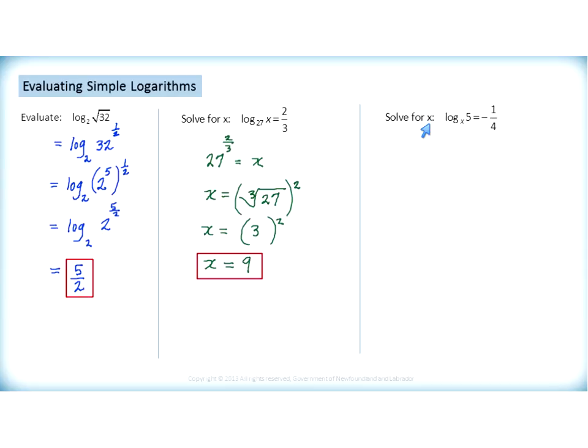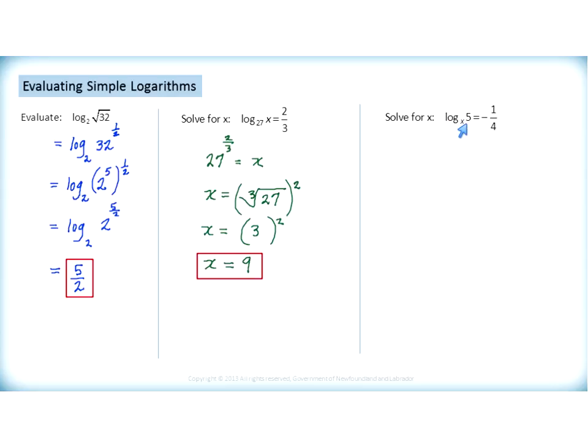In the next example, we are asked to solve for x. This time, x is the base of our logarithm. Remember that the base of the logarithm cannot be negative, it cannot be 0, and it cannot be equal to 1. So the value of x has to be positive, but it cannot equal 1.